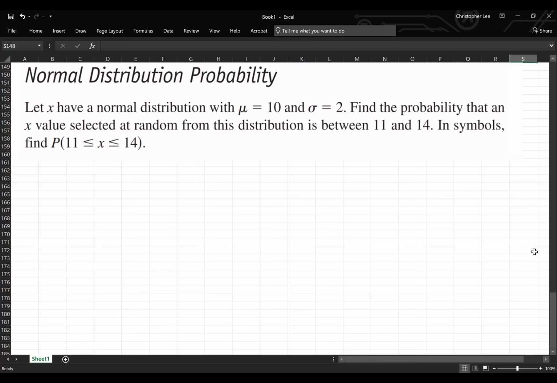That is the population. So what would the standard work be? That x would be... Now plug in the values for x, which are the 11 and the 14.